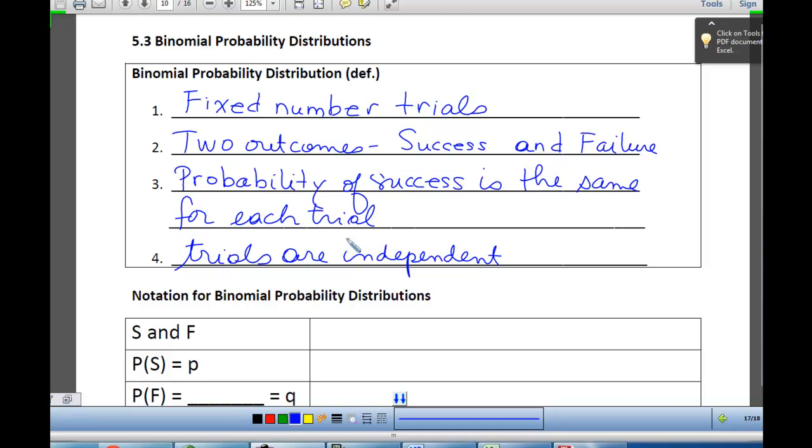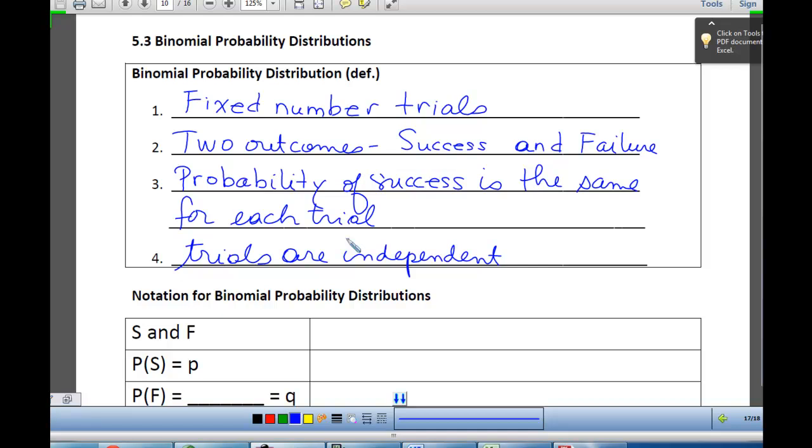Did we have a fixed number of trials? Yes. What we were talking about only was in reference to a family of 3 children. Okay. Did we have 2 outcomes? Yes. Okay. Boy or girl. And in our case, the success was a girl because that's what we were interested in. Okay. Probability of success is the same for each trial. Yes. Right. Probability of getting a girl remains the same from trial to trial. Okay, and are the trials independent?